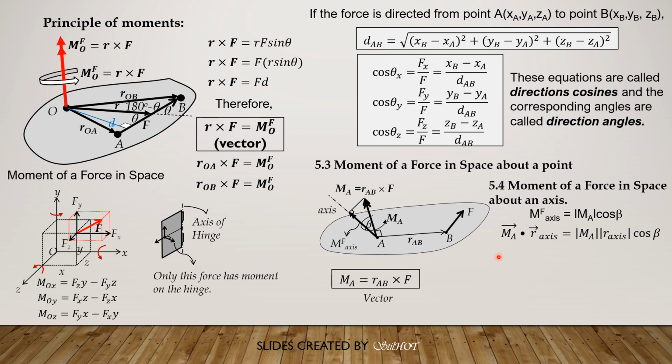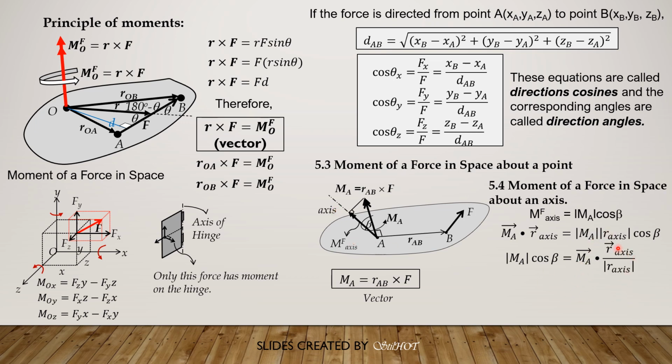So applying the dot product, we have vector M_A dot the axis vector, which is equal to the magnitude of M_A, times the magnitude of the axis, times cosine of beta. Since M_A cosine beta is interpreted as the moment of the force about this inclined axis here, M_A cosine beta, or the moment of the force about the inclined axis, is simply M_A dot R_axis divided by the magnitude of the position vector for this axis here, or R_axis.